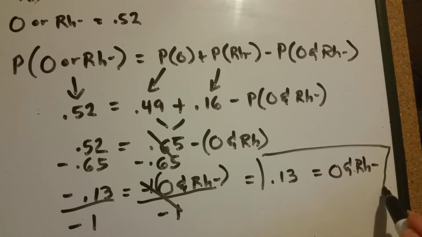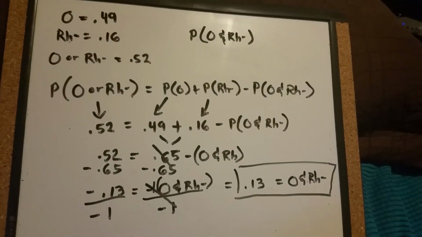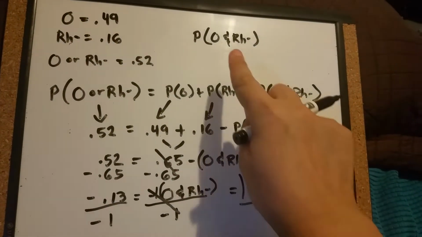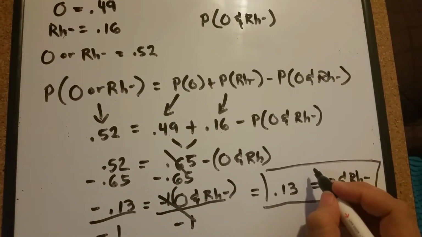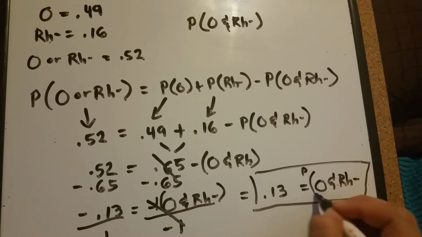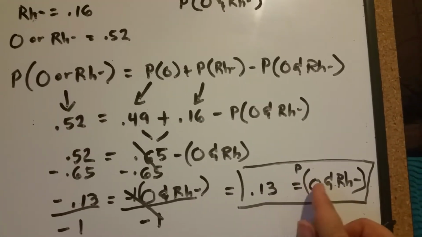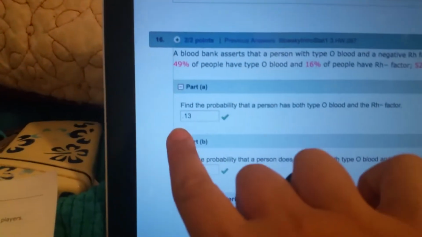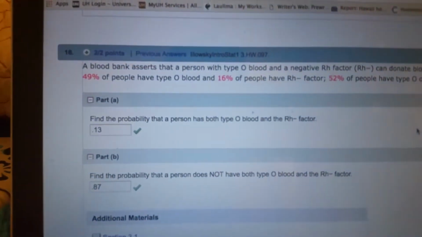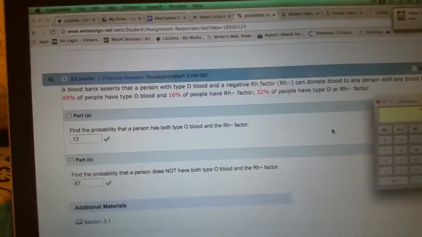So that's what our answer is going to be. That's how we find the O and Rh, which is what we were looking for, right? The probability. Sorry, I should put a P. Probably the teacher would have a heart attack if I didn't put a P. Okay, so the probability of O and Rh negative is 0.13. Your numbers are going to be different, but just follow the formula, grabbing each one, putting a mark for what you're doing.